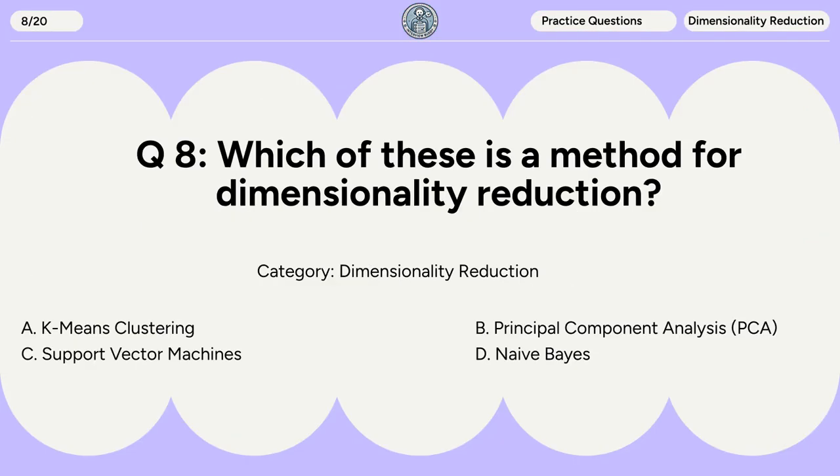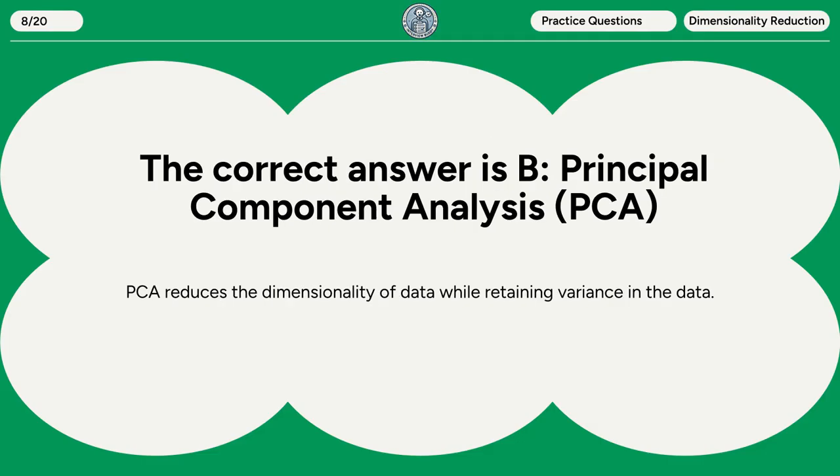Question 8. Which of these is a method for dimensionality reduction? A. K-means clustering. B. Principal component analysis. C. Support vector machines. D. Naive Bayes. The correct answer is B. Principal component analysis. PCA reduces the dimensionality of data while retaining variance in the data.